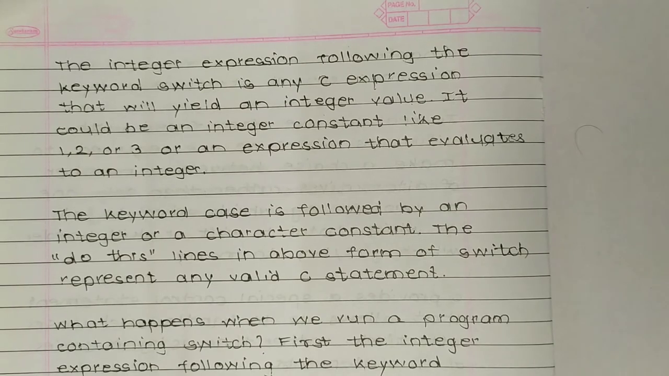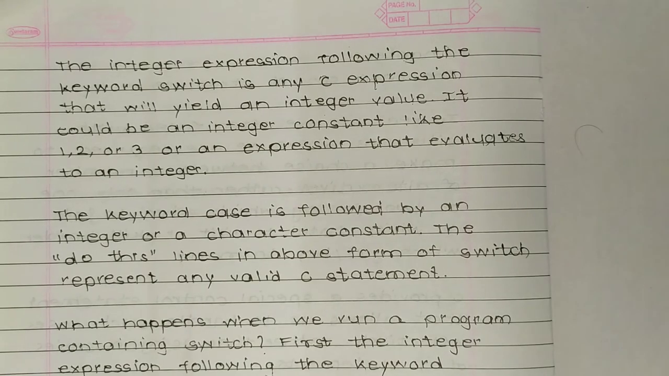The keyword case is followed by an integer. Case is a keyword used in C. Keywords are basically special words, as we know. So case is a special word called a keyword. The keyword case is followed by an integer, meaning we write an integer after the word case, or a character constant. That means a character constant or an integer is written after case.